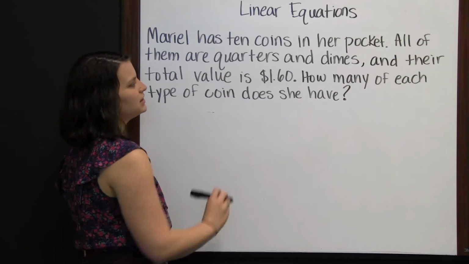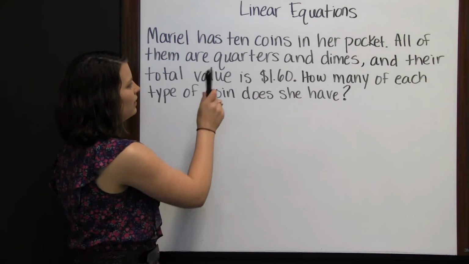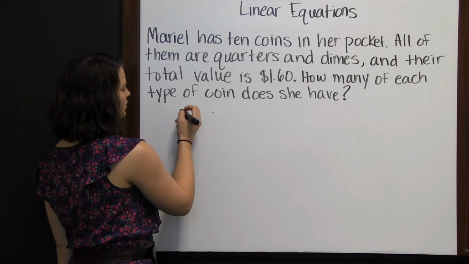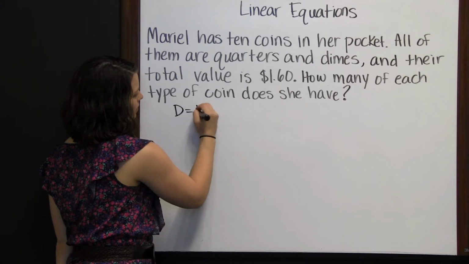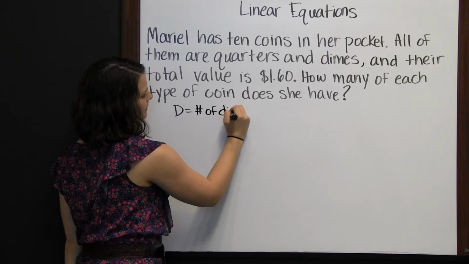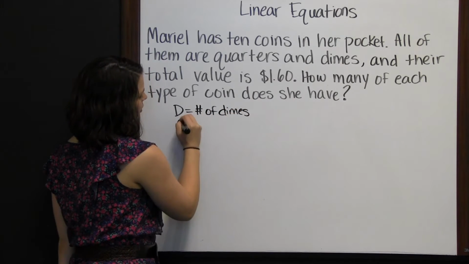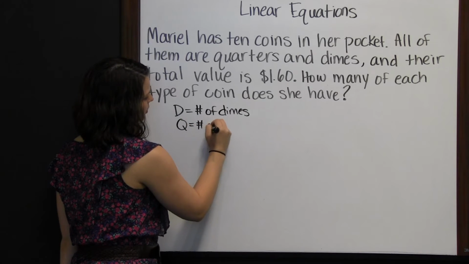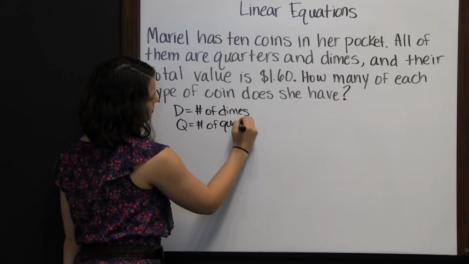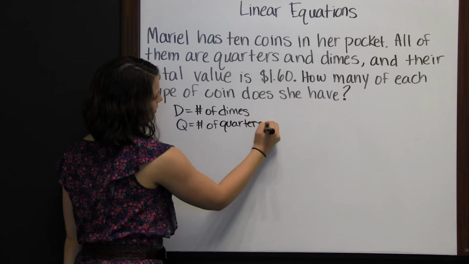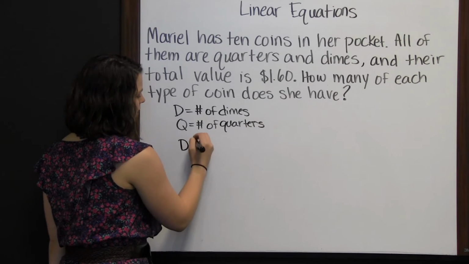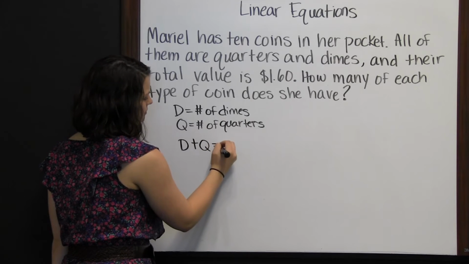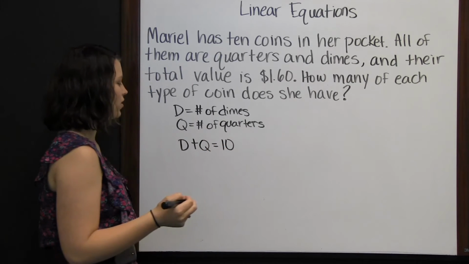We're told that she has 10 coins in her pocket and that they're all quarters and dimes. So if we use D for the number of dimes and Q for the number of quarters, then one of our equations could be her number of dimes plus her number of quarters is 10 total coins.